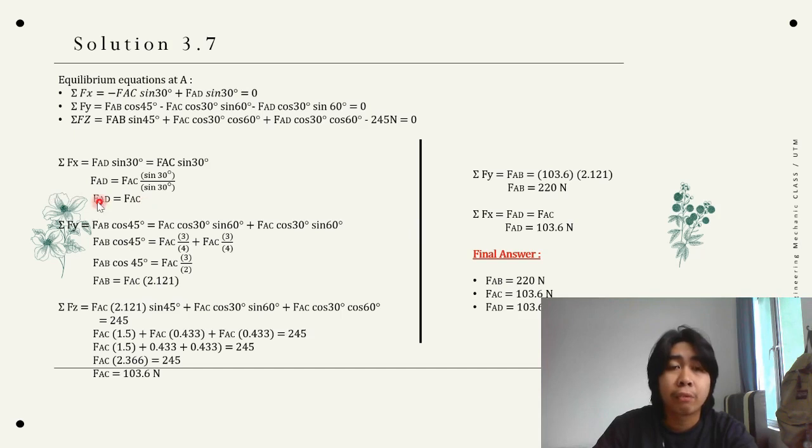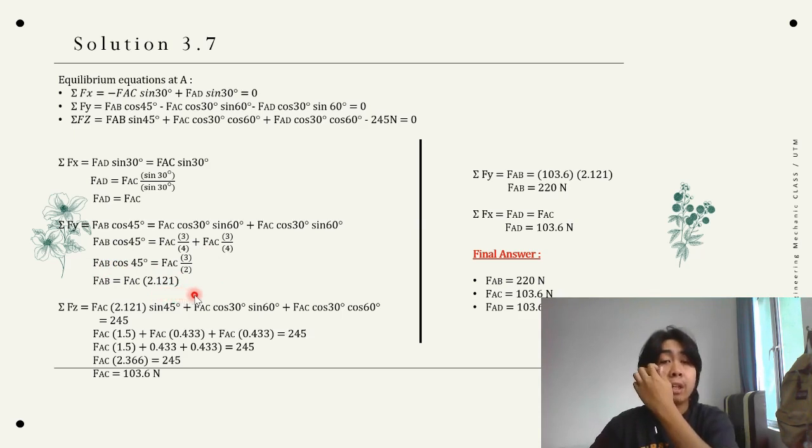Now since you got the value of FAD, you can substitute it on the next equation, which is this one. So this one's originally FAD, substitute FAC to get the common ground. So just add them. So 3 over 4 plus 3 over 4, you get 3 over 2. Now isolate again FAB. So divide both sides by cos 45 degrees, you get 2.121.